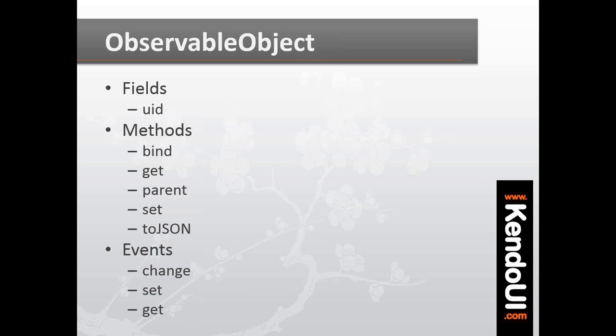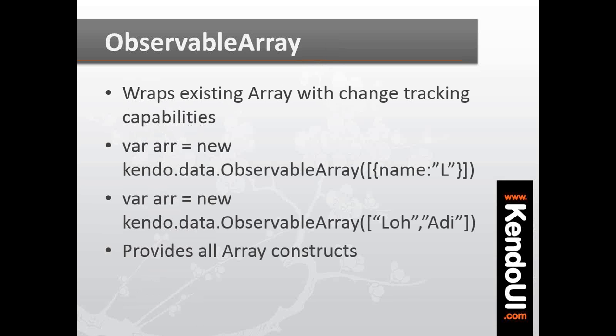Some of the things it supports: a property called uid. Some of the methods like bind, get, parent, set, and toJSON. We'll look at get and set today, and also toJSON. Some of the events that it supports is change, like when the object changes. If somebody wants to do an extra bit of work, we can do that.